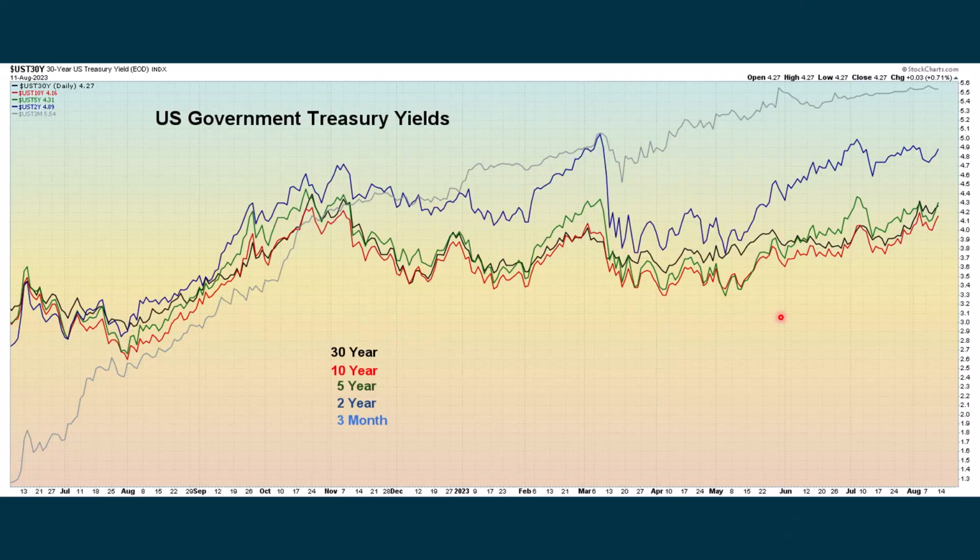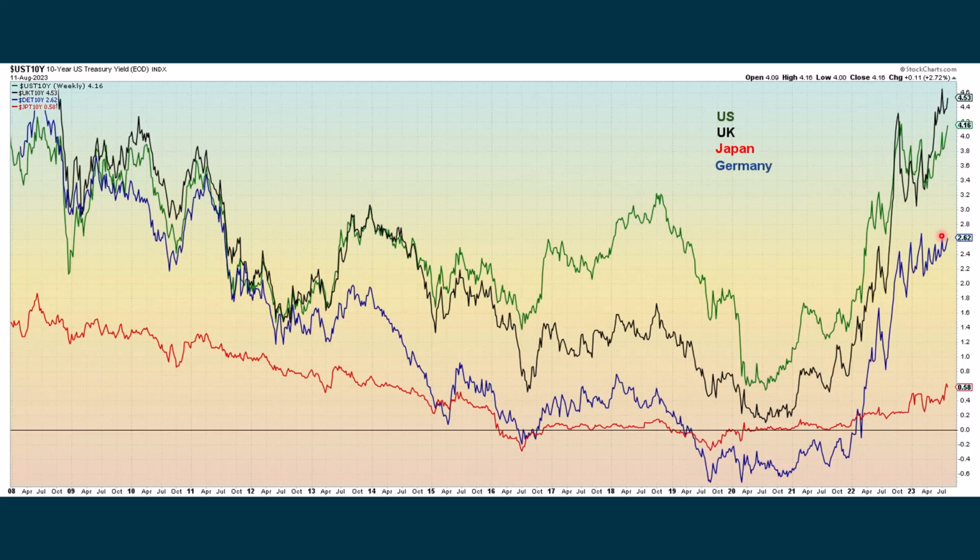Looking at a daily chart of the yields, we did see these yields really going up in the latter part of the week. Looking at a weekly chart internationally, the UK has the highest rates, followed by the US and Germany. Japanese rates are still pretty low. They're doing some things over in Japan to try to make things better, and we're waiting on the sidelines to see if that's going to work.